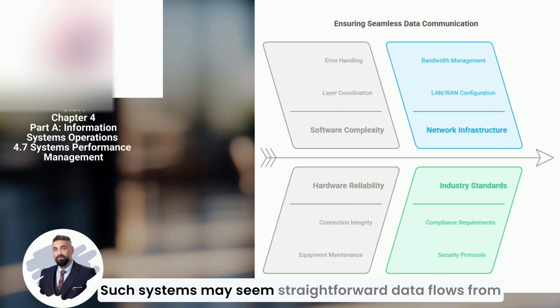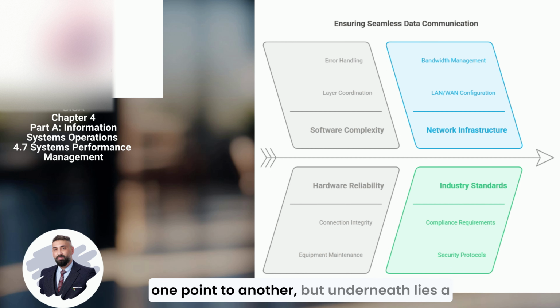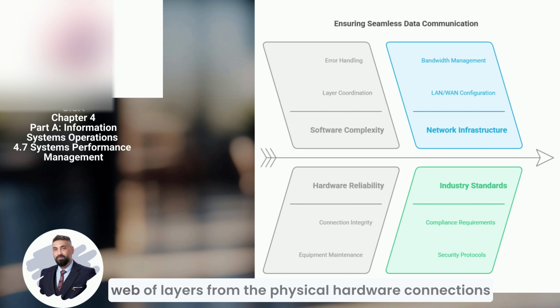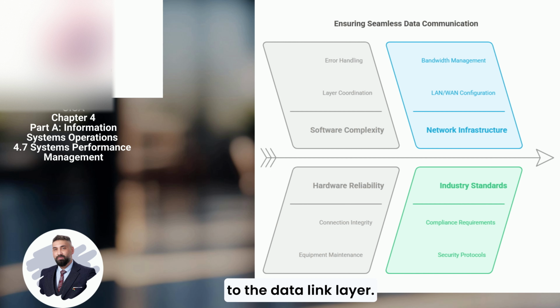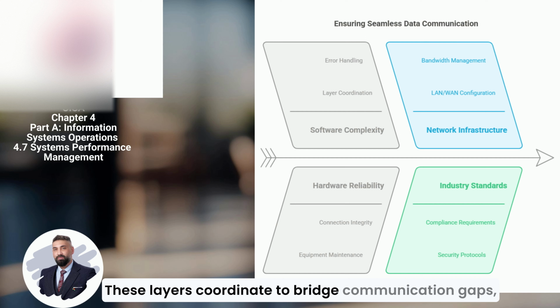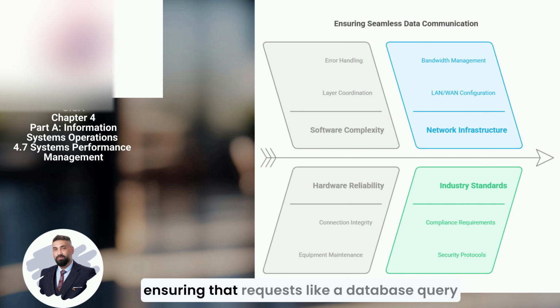Such systems may seem straightforward, data flows from one point to another. But underneath lies a web of layers, from the physical hardware connections to the data link layer. These layers coordinate to bridge communication gaps, ensuring that requests, like a database query, are sent and received without error. This is especially crucial in high-stakes industries like EFT, electronic funds transfer, where even the smallest disruption could ripple outward.